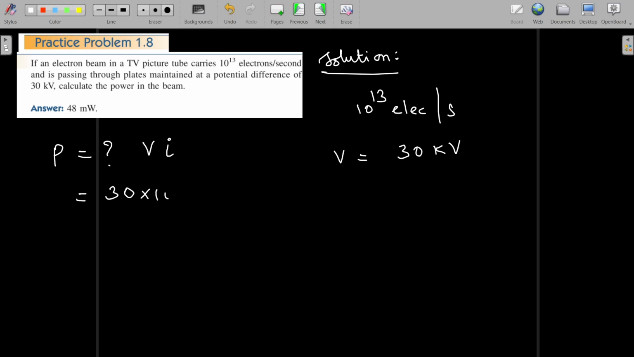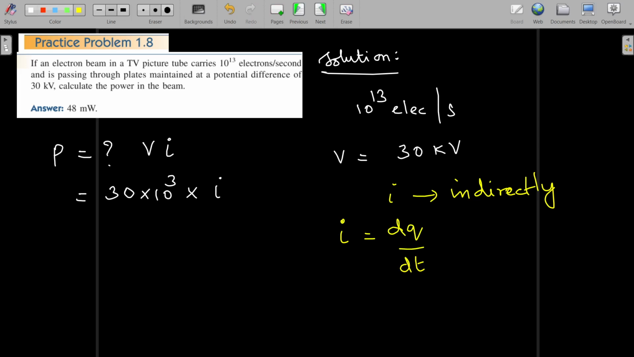So it is 30 into 10 power 3 volts multiplied by the current. But the current is unknown. It's not directly given, but it's given indirectly. So we need to first calculate I, then substitute that I value here. Then you can calculate this power. So what's the formula for I? I is equal to dq by dt, rate of change of charge. Even this charge is not directly given here. Number of electrons per second is given. So if number of electrons are known, then we can calculate the charge.